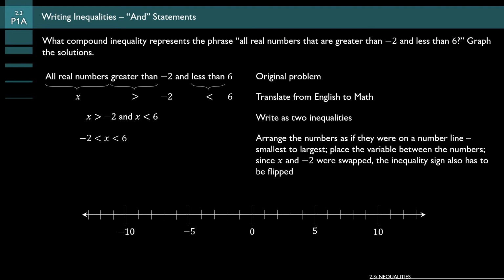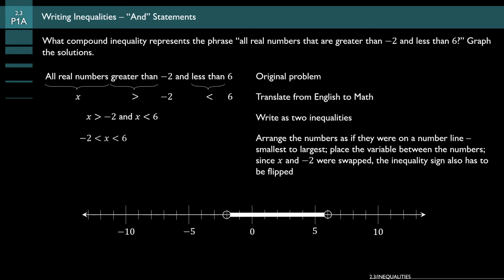If we have x is greater than negative 2, open circle at negative 2. X is less than 6, open circle at 6. Which direction is the arrow for the x is greater than negative 2 going? It's going to the right. Which direction is the arrow for x is less than 6? It's going to the left. And so what you're going to see is they're going to overlap. Those two arrows are going to overlap between negative 2 and 6.